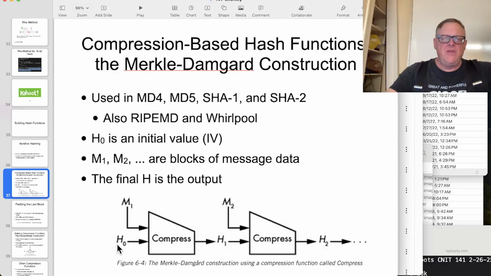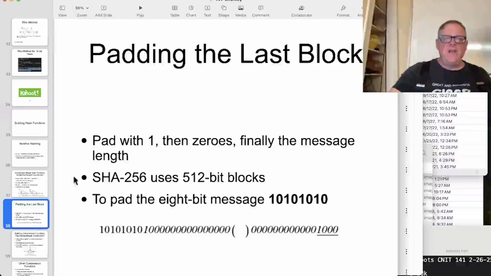So you have an initial value, IV, a random value put in here, and then you feed in a block of message, and you compress them to create an output which you use as the input for the next block, and compress, and so on. And the final block is the output. So it's sort of like AES CBC mode, where you take the output of one block as the IV for the next block. This is a way to do it.